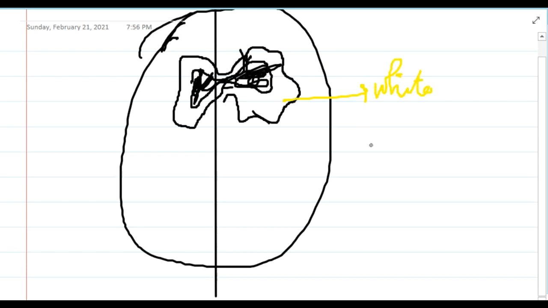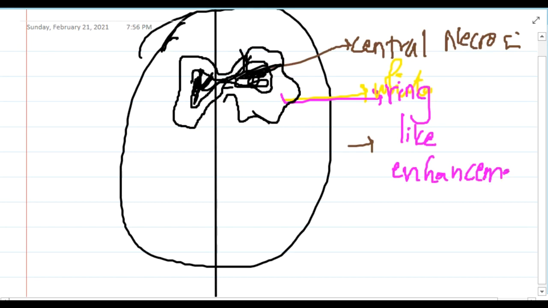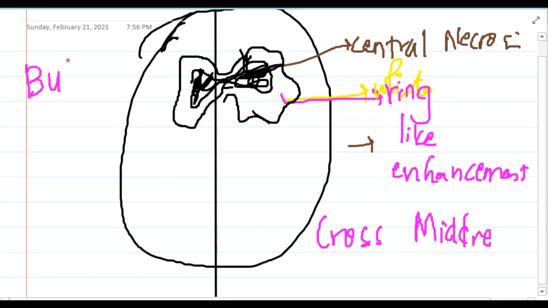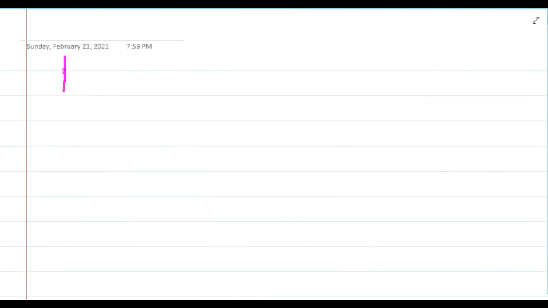The central black area which I have drawn is central necrosis, surrounded by ring-like enhancement. It is a dangerous tumor because it can cross the midline. Doesn't it look like a butterfly? So it is called a butterfly tumor.